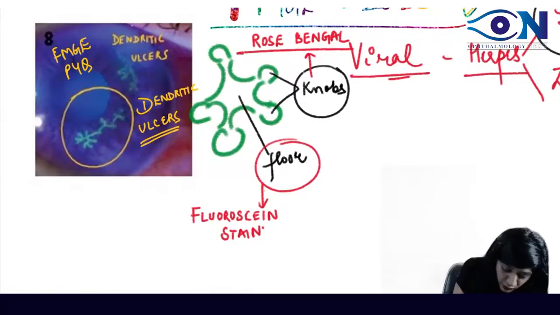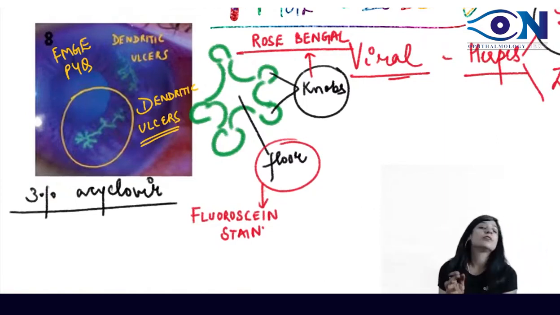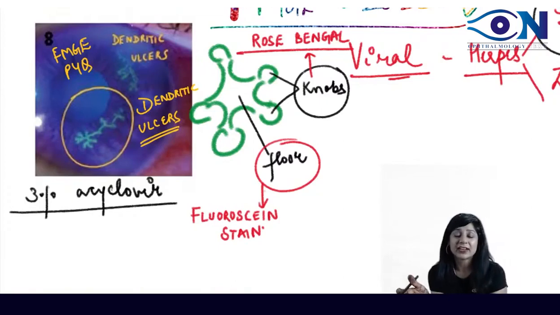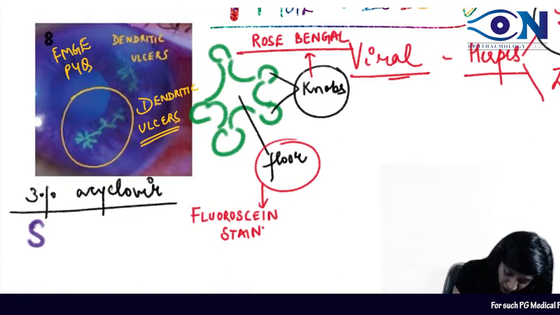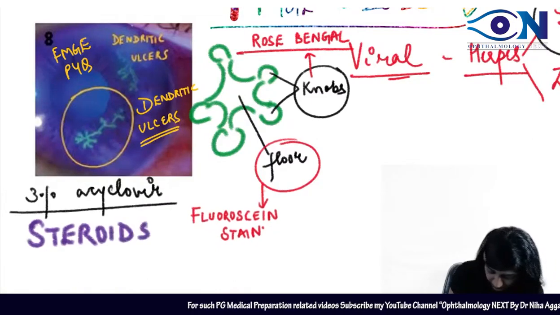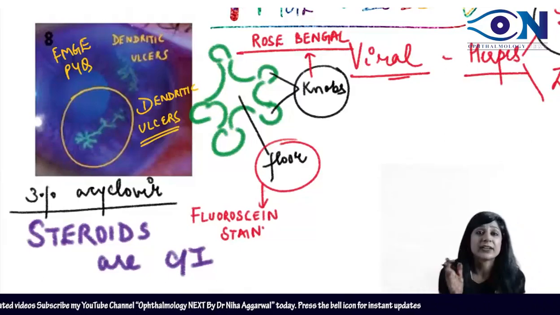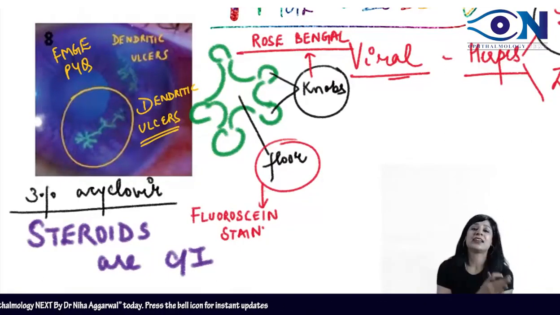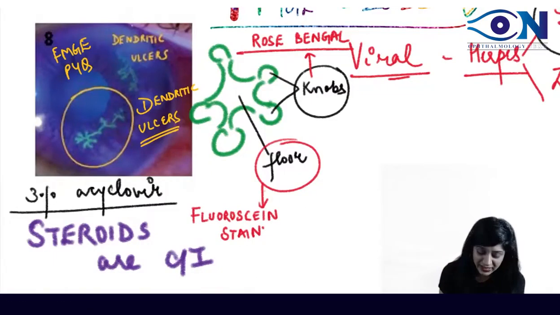So what we are going to give is 3% acyclovir. Okay? We are going to give 3% acyclovir. Viral है तो you have to give antiviral. But more important than that is that steroids are contraindicated. Treatment से भी ज़्यादा important क्या है? What is contraindicated? Never give steroids whenever we have dendritic keratitis.